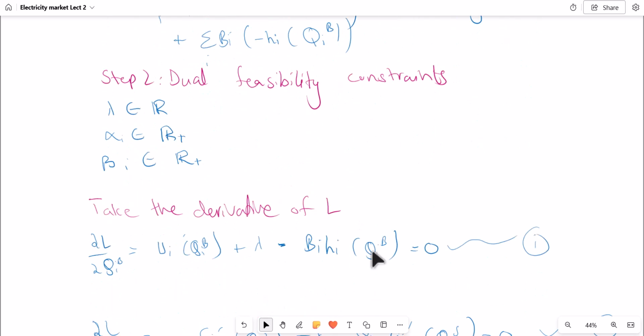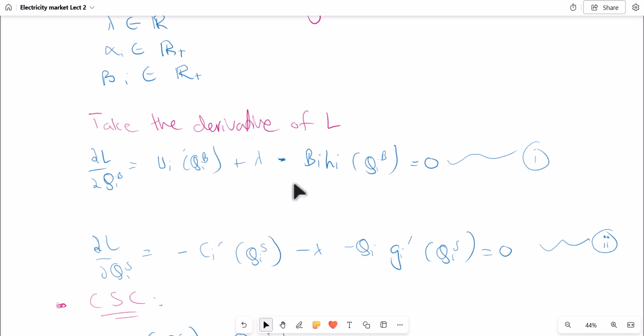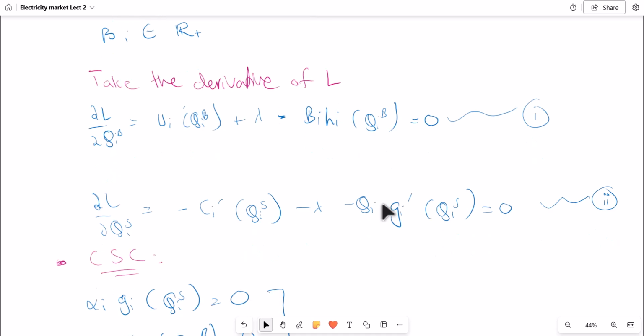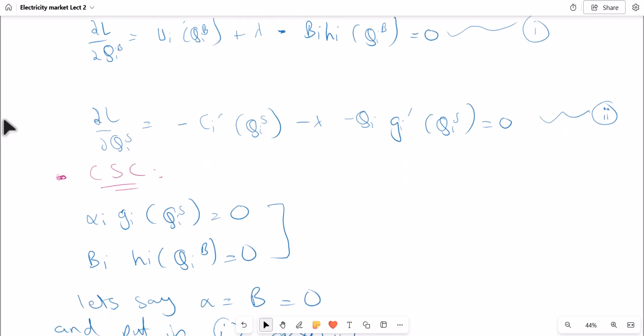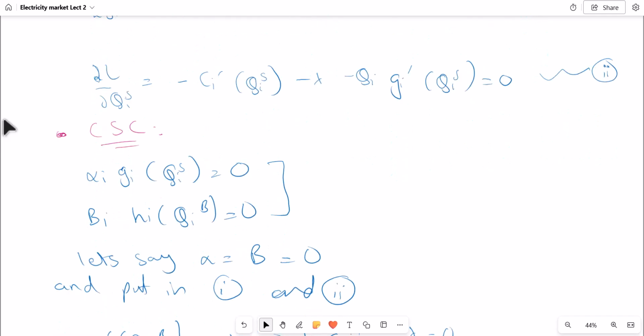Now we will take the derivative with respect to L, and we get these values, and we equate them also to 0. Keep in mind we took the derivative with respect to the quantity of the buyers and the quantity of the supplier or the producer. Then in the last step we do the complementary slackness condition. Basically we equate the constraint to 0, and through that we get the value of alpha and beta, and from here we got 0.